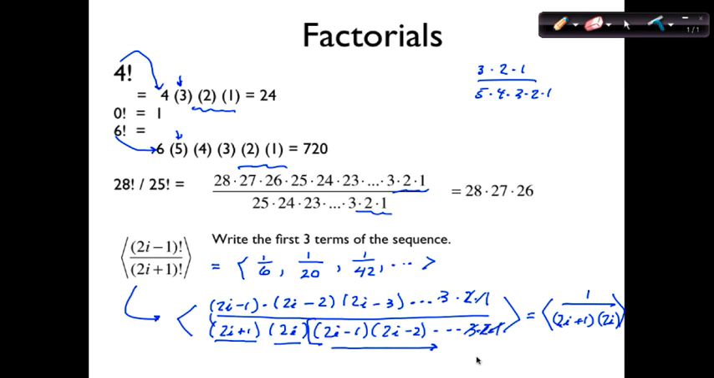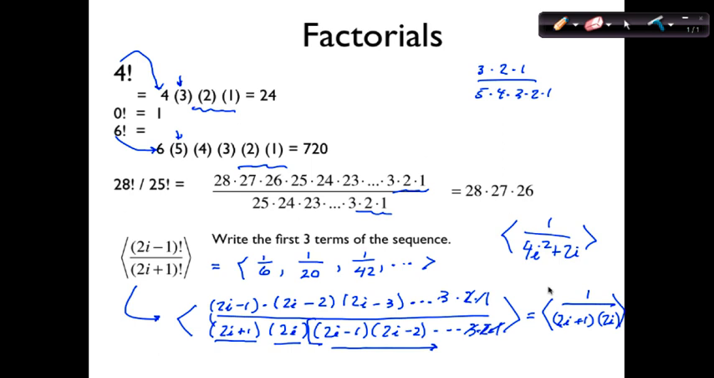So when i is 1, do we get 1/6? Yep, because we get 3 times 2. When i is 2, do we get 1/20? 5 times 4 is 20. That's right. So this is the exact same sequence as that one, because we just did the math and simplified it. So we get 1 over 4i squared plus 2i. Converge or diverge? Clearly converges, right?